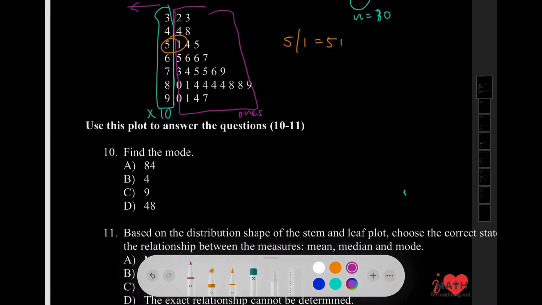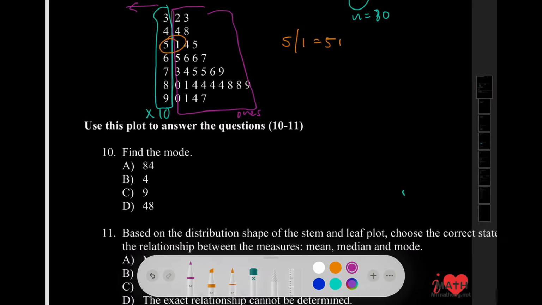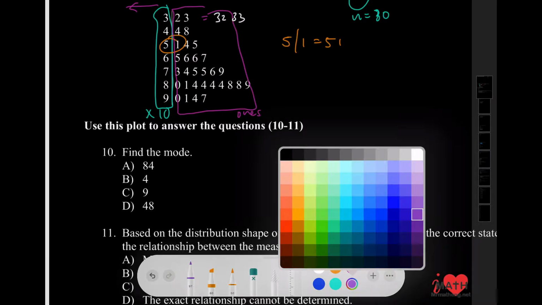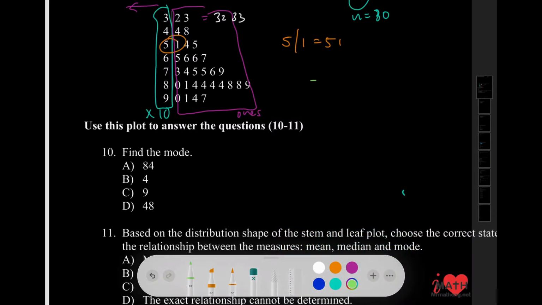So find the mode for all these numbers. Now, I can expand all this and say, well, this is 32 and that's 33, but then we can just look at all the repeating numbers, and that might be a little bit faster. So let's go ahead and look through there. I have a couple of 6s there, 2 5s, and then I have all these 4s right there. And that represents an 80 and a 4. So this is 84, our answer for number 10.